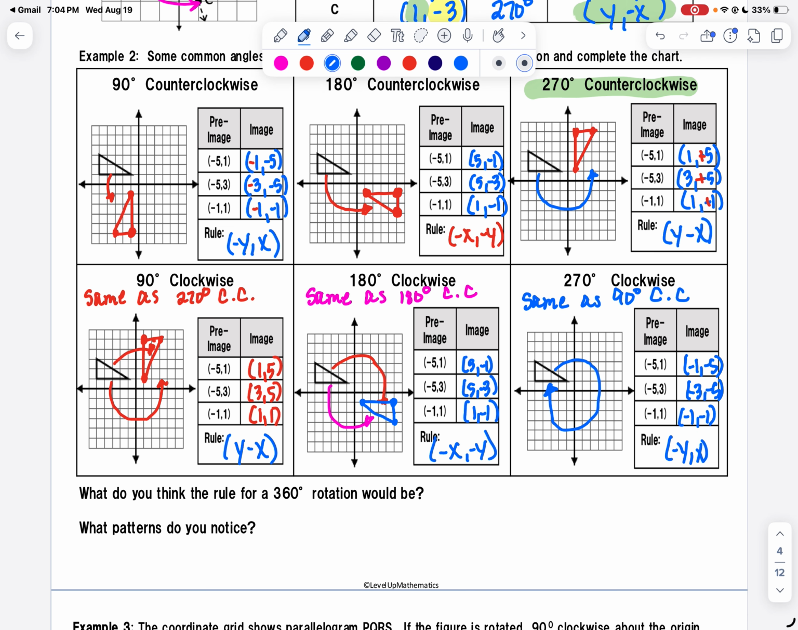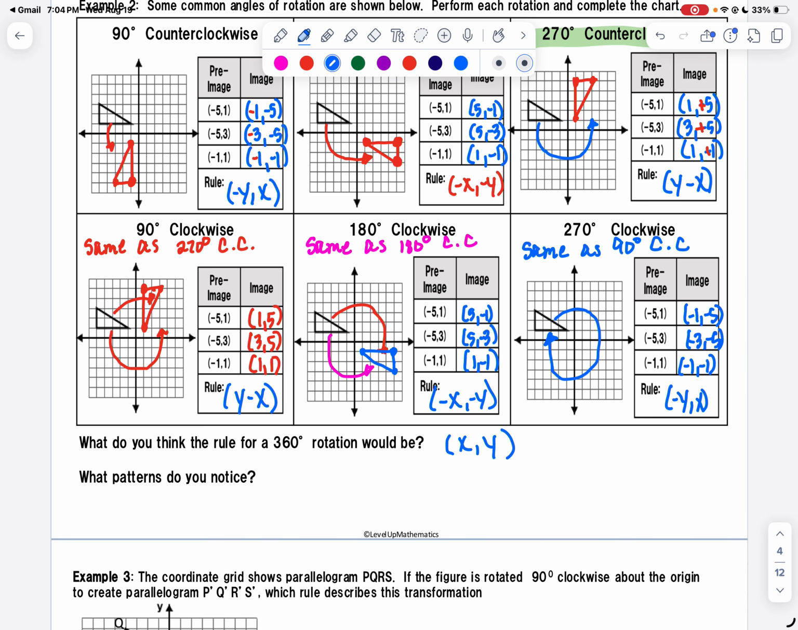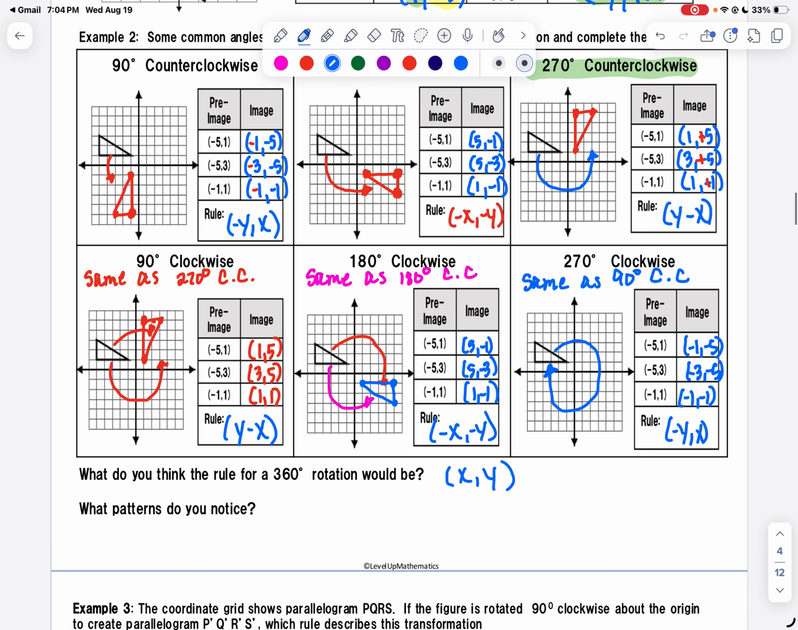So the rotation would be exactly as the original, x comma y. Nothing would change, all right? Now, what I want to do in this last part, what patterns do you notice? I want to put the rotations that were the same. So we know 90 degrees counterclockwise is the same thing as 270 degrees clockwise.